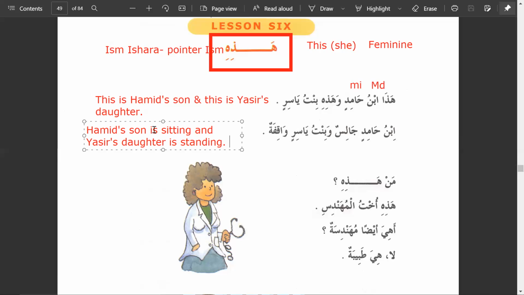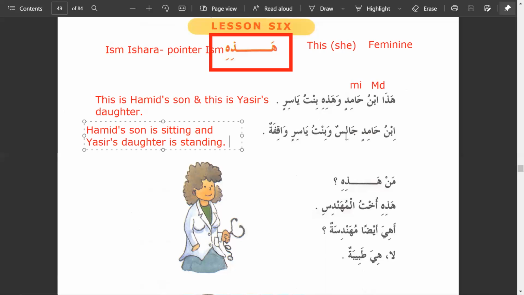And then Jalisun is sitting. So what is sitting telling us? If Hamid's son is the subject, then sitting is what? Ibnu is mudaf. Hamidin is mudafun ilayhi. Hamid's son is the subject. If I say Hamid's son is sitting, who is the topic of the sentence? Hamid's son. And what is the information? He's sitting. So sitting is the information or predicate, which is called khabar in Arabic.